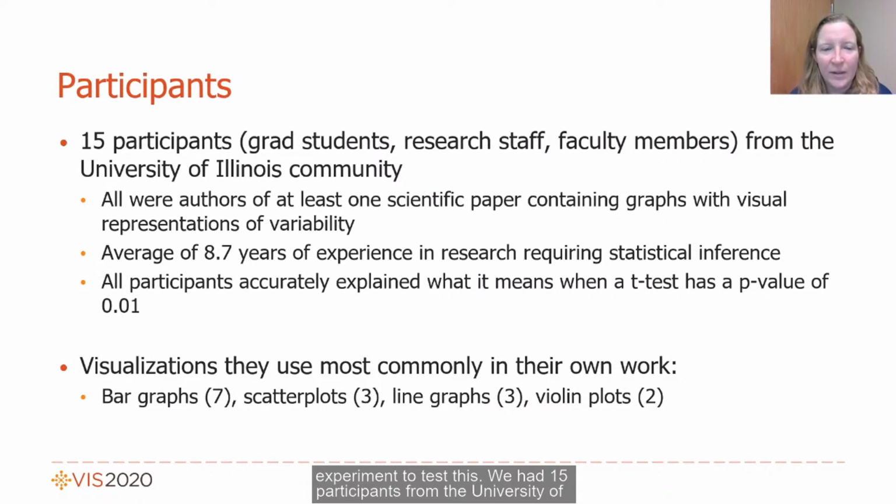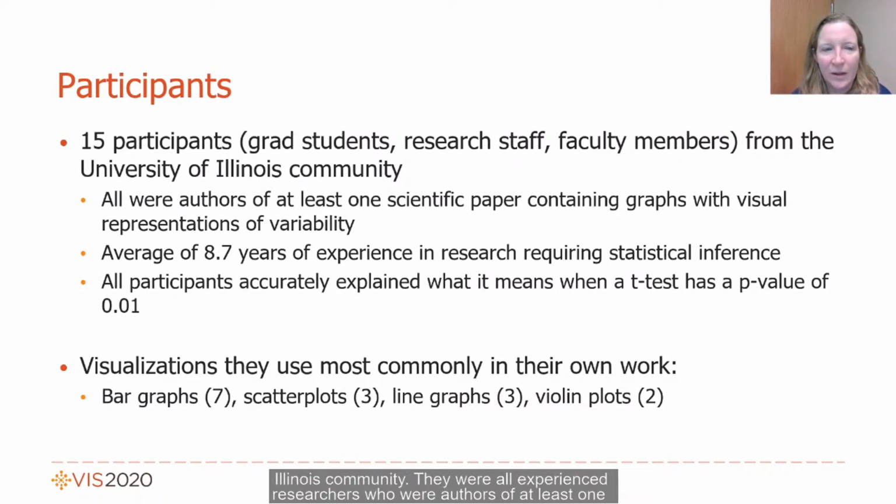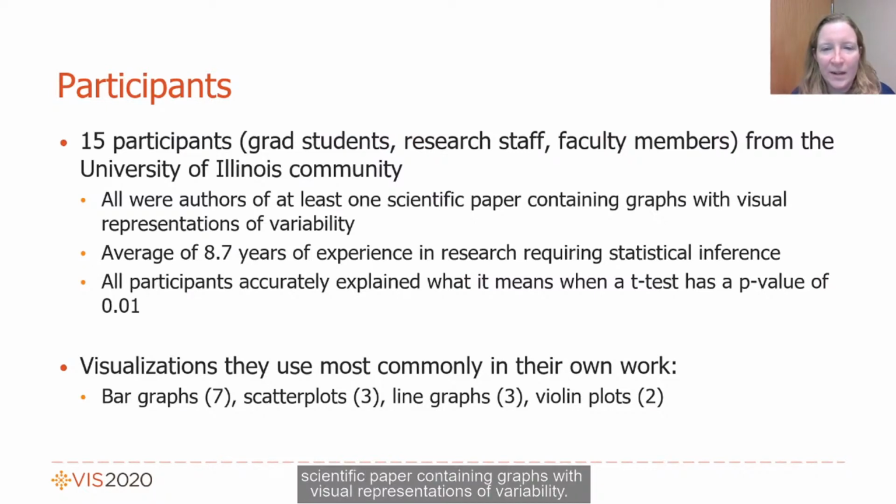We had 15 participants from the University of Illinois community. They were all experienced researchers who were authors of at least one scientific paper containing graphs with visual representations of variability. They had an average of 8.7 years of experience in research requiring statistical inference, and all of them could accurately explain to us what it means when a t-test has a p-value of 0.01. We asked them what visualizations they most commonly use in their own work, and most of them use bar graphs; a handful use scatter plots, line graphs, or violin plots.